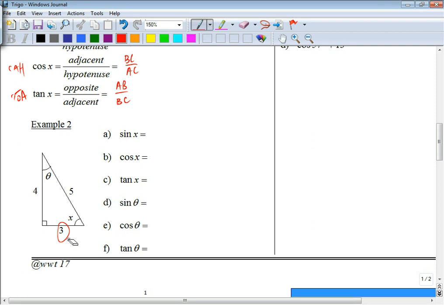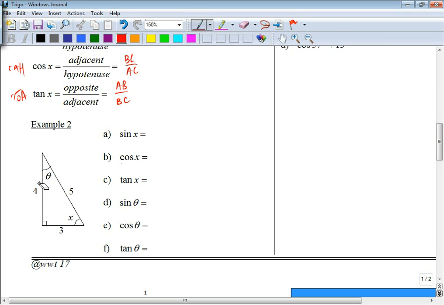Now what about the side that is opposite to x? 4. Do you notice that the sides, they are different? The opposite sides are different for different angles. So in the same triangle, this number 4 is opposite to x, whereas 3 is opposite to theta. Okay, so you must know which angle you are talking about before you can identify where is the opposite, where is the adjacent.